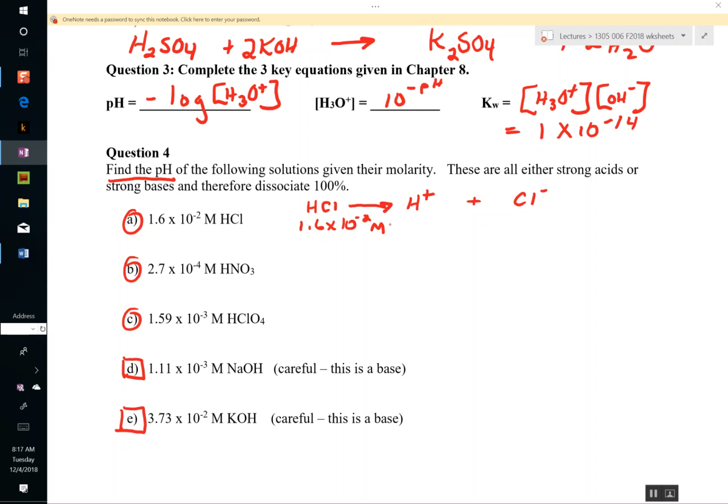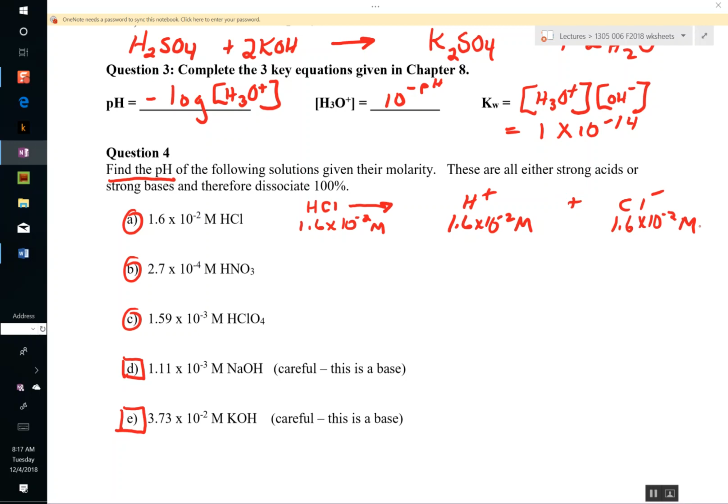So if it starts out as 1.6 times 10 to the minus 2 moles of HCl per liter of solution, it's going to end up, let me spread these out a little bit, with 1.6 times 10 to the minus 2 molar hydrogen ion per liter of solution, and 1.6 times 10 to the minus 2 moles of chloride ion per liter of solution. You see that? It's going to have the same concentration of the ions as it does of the molecules, because every molecule gives one of those.